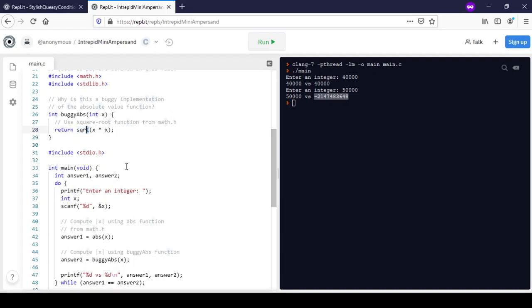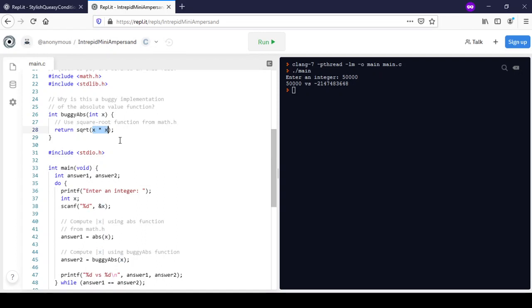It turns out the sqrt function returns a double. Now notice that our buggy ABS function returns an integer. So the value that is being returned by sqrt, that double value, is actually being implicitly typecast right here back into an int. But that's not the problem. In fact, I could explicitly typecast the answer back into an int, and that's not going to solve the problem. I can just rerun this code with 50,000, and we'll see that it will still produce a nonsense answer. So that's not the problem. The problem is what's happening with the arguments.